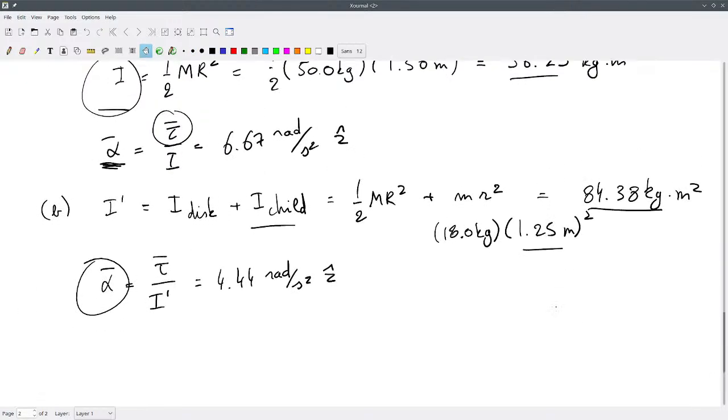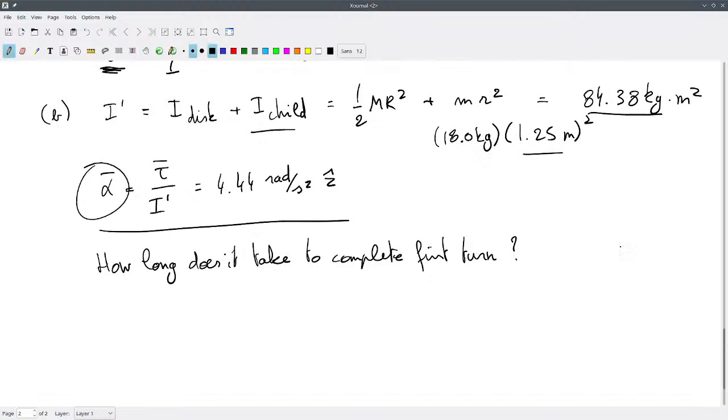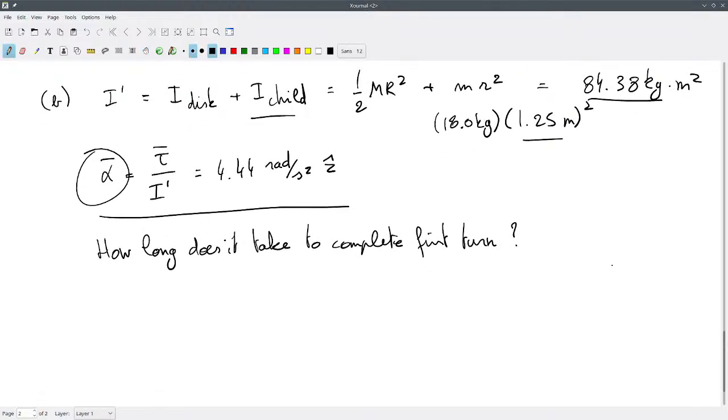Well, one thing we could calculate, and this is one of the places where on an exam we would have you calculate this, and then as a next step there could be a question: how long does it take to complete the first turn? And I'm not making this up. I've asked this question before, exactly about the same problem with a merry-go-round. So how long does it take to complete the first turn? Well, what would we use?